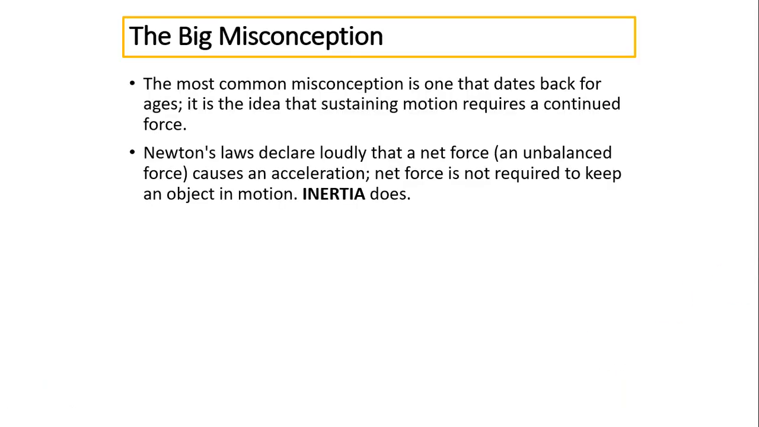The big misconceptions. The most common misconception is one that dates back for ages. It is the idea that sustaining motion requires a continued force. Newton's law declares loudly that a net force, or an unbalanced force, causes an acceleration. An unbalanced force only causes an acceleration. An unbalanced force is not required to keep an object in motion. Inertia does. An object in motion already stays in motion. You don't have to do anything.